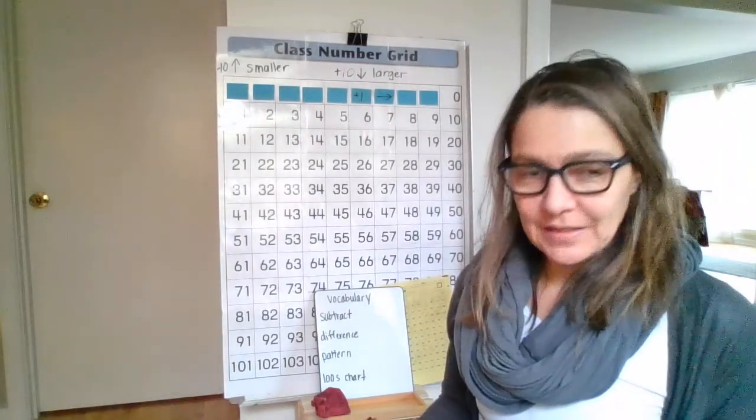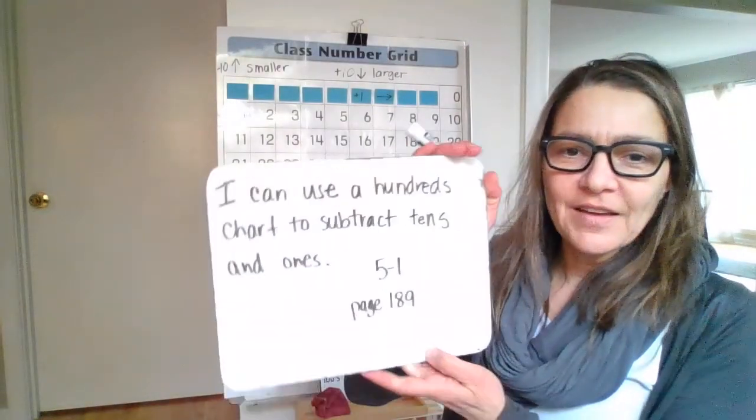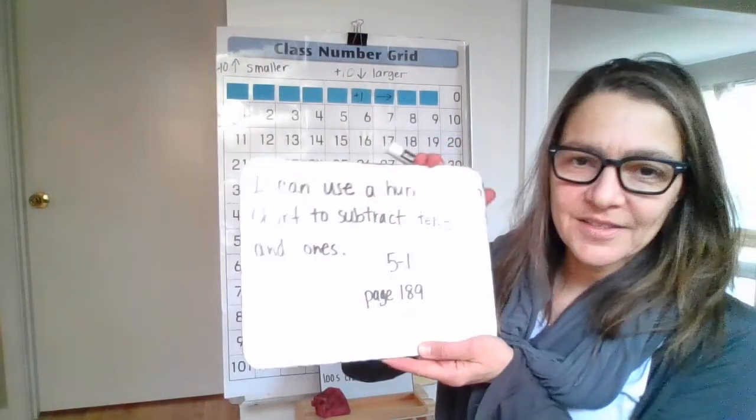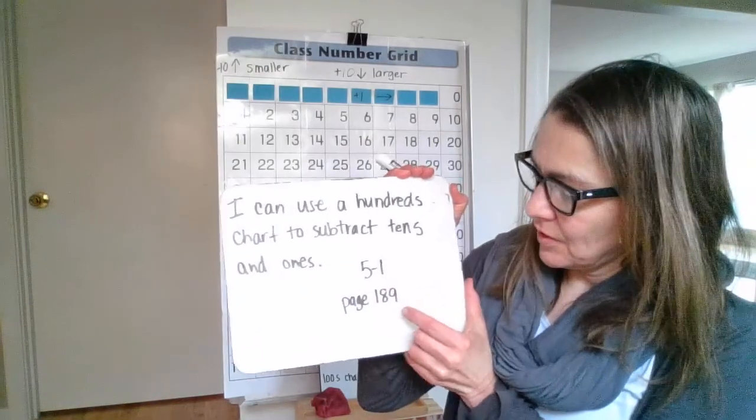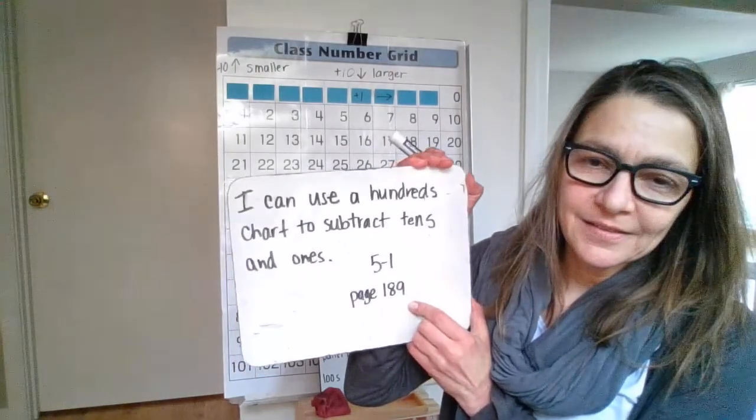And today you will need your Envision Math workbook. And we are on page 189. We are starting a new topic, topic 5, unit 5. And I have written the I can statement for you. We are on lesson 5.1 and it starts on page 189.